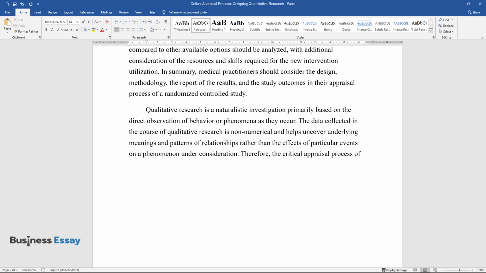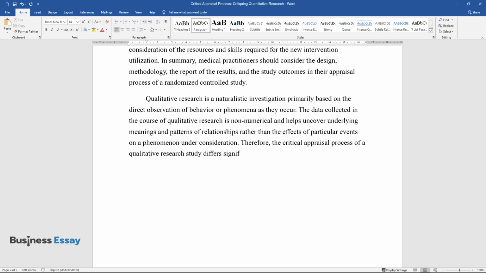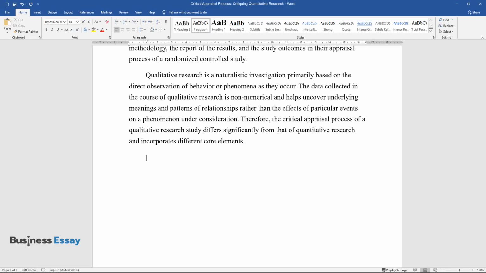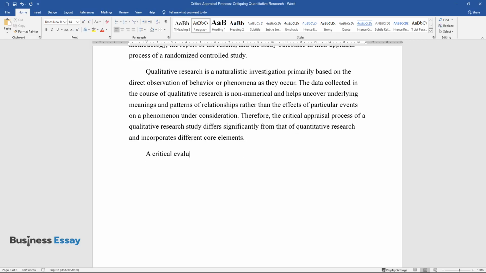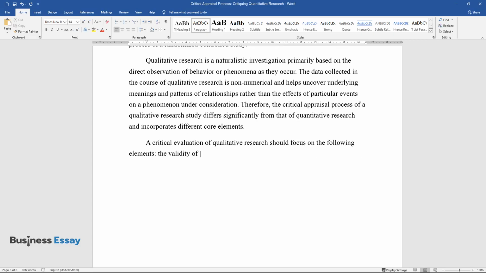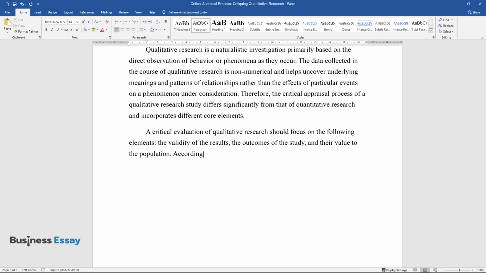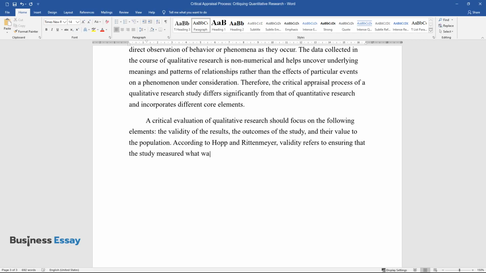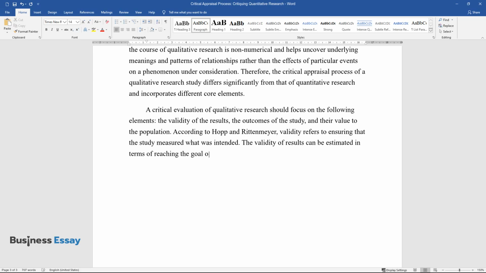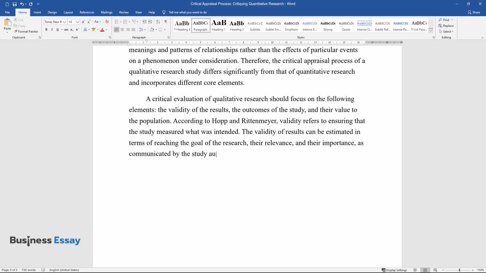Therefore, the critical appraisal process of a qualitative research study differs significantly from that of quantitative research and incorporates different core elements. A critical evaluation of qualitative research should focus on the following elements: the validity of the results, the outcomes of the study, and their value to the population. According to Hopp and Rittenmeyer, validity refers to ensuring that the study measured what was intended. The validity of results can be estimated in terms of reaching the goal of the research, their relevance, and their importance, as communicated by the study authors.